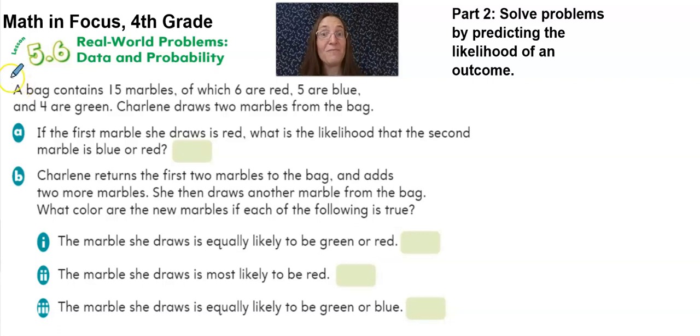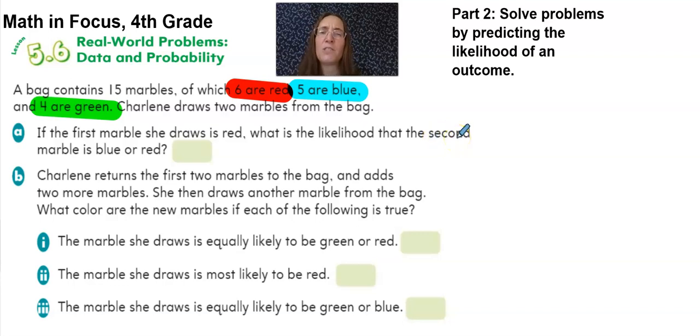Our first problem involves a bag that you can't see inside of, but we'll let you know what's in there. A bag contains 15 marbles, of which 6 are red, 5 are blue, and 4 are green. Charlene draws 2 marbles from the bag. If the first marble she draws is red, what is the likelihood that the second marble is blue or red?